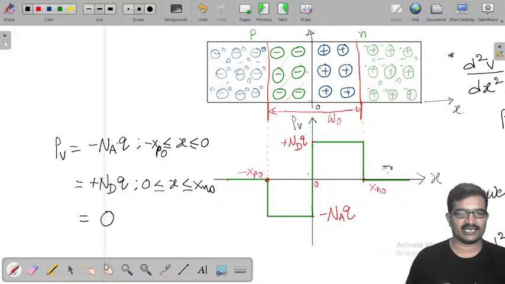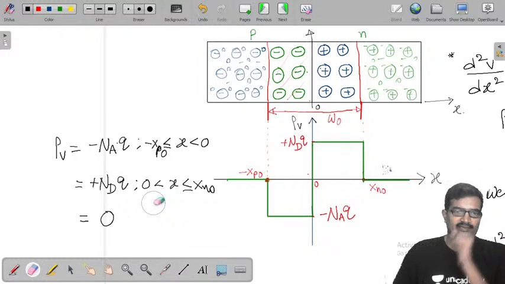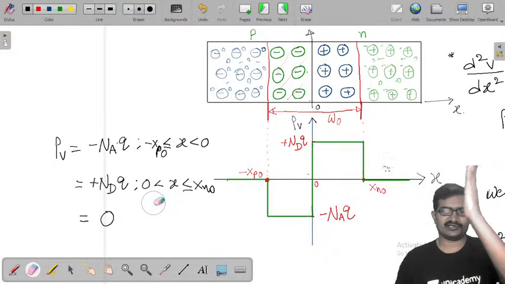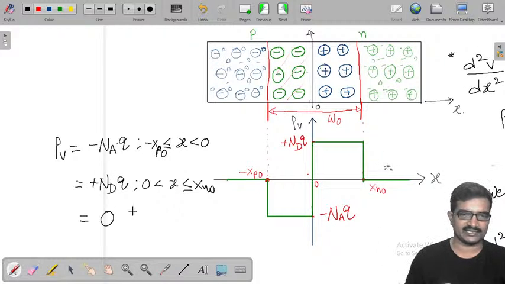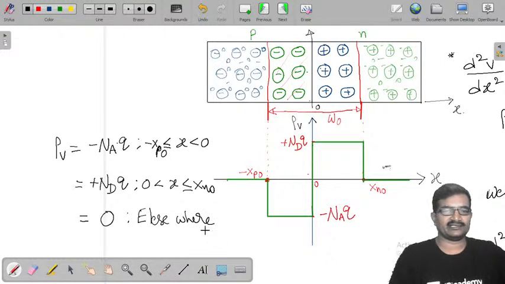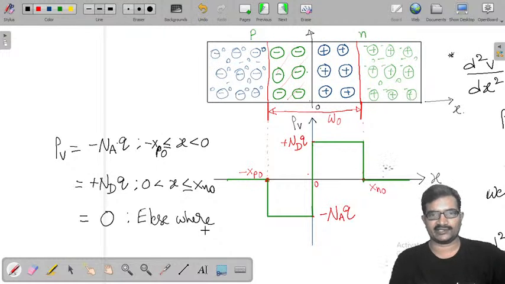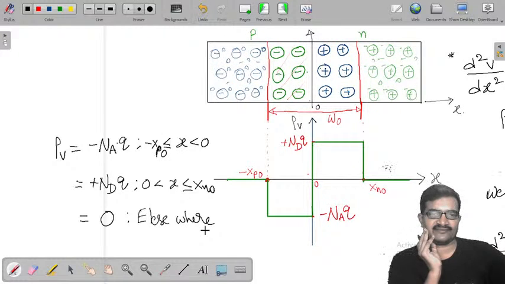Okay, so there is a sudden discontinuity at x equal to 0. That's why I'm removing the equality here and the equality here. At x equal to 0 there is a sudden discontinuity from negative to positive value, and this is the last case, 0 elsewhere. So for the remaining cases of x, rho v is 0. So far we know the plot for rho v as well as the equations for rho v at different points.